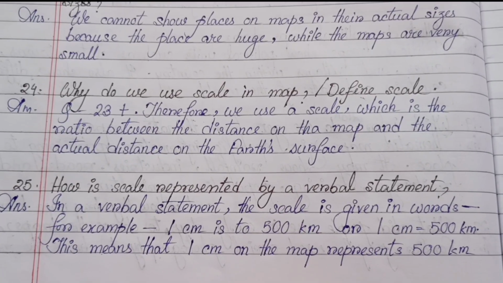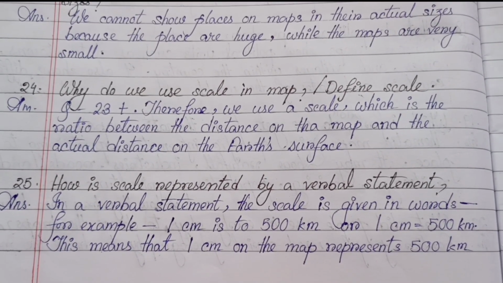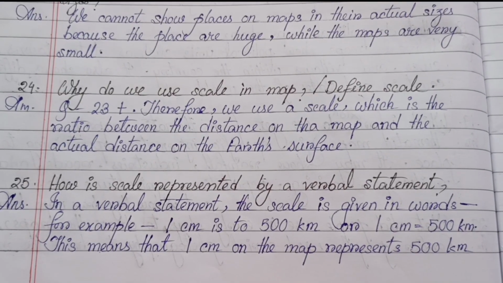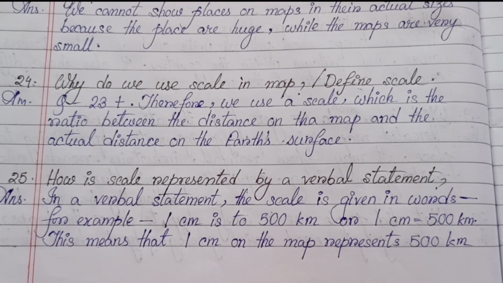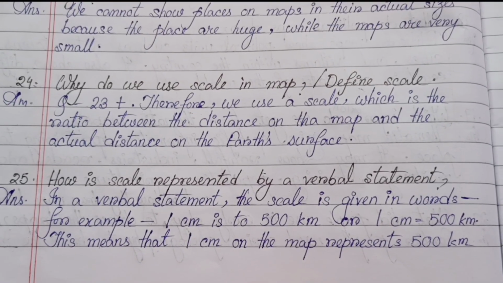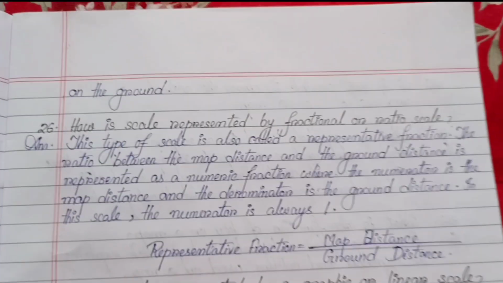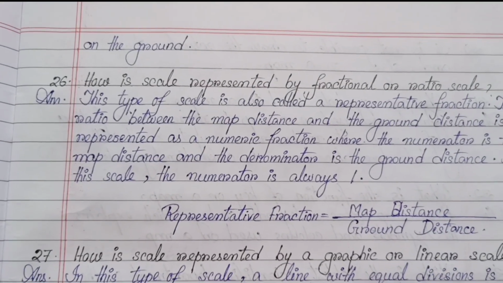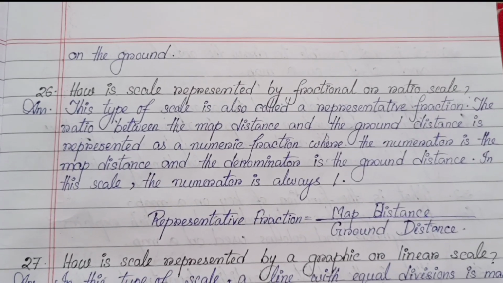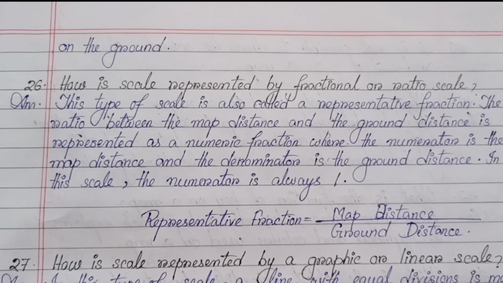In a verbal statement, the scale is given in words. For example, 1 centimeter is to 500 kilometer or 1 centimeter is equal to 500 kilometer. This means that 1 centimeter on the map represents 500 kilometer on the ground. Number 26. How is scale represented by fractional or ratio scale?